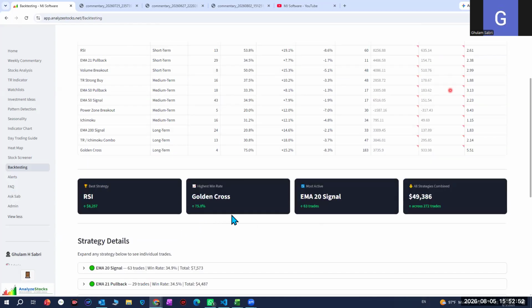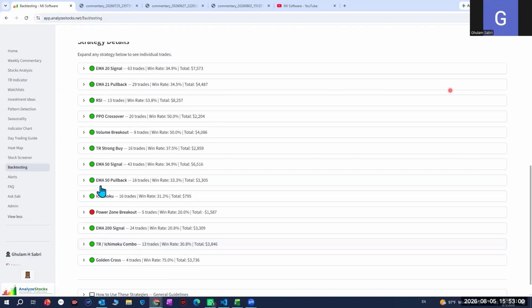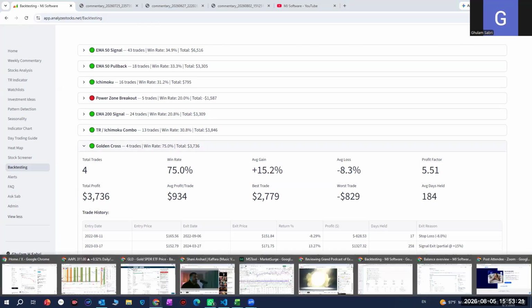And it came out that the highest win rate for Apple was the Golden Cross. And what is a Golden Cross? When did the Golden Cross happen? Here. The Golden Cross happened last time on the 19th of August 2025. Remember I was just showing you the 19th of August 2025? And it ended in a 240-day hold with a 28% return. Now, this is a backtest for Apple on the Golden Cross.